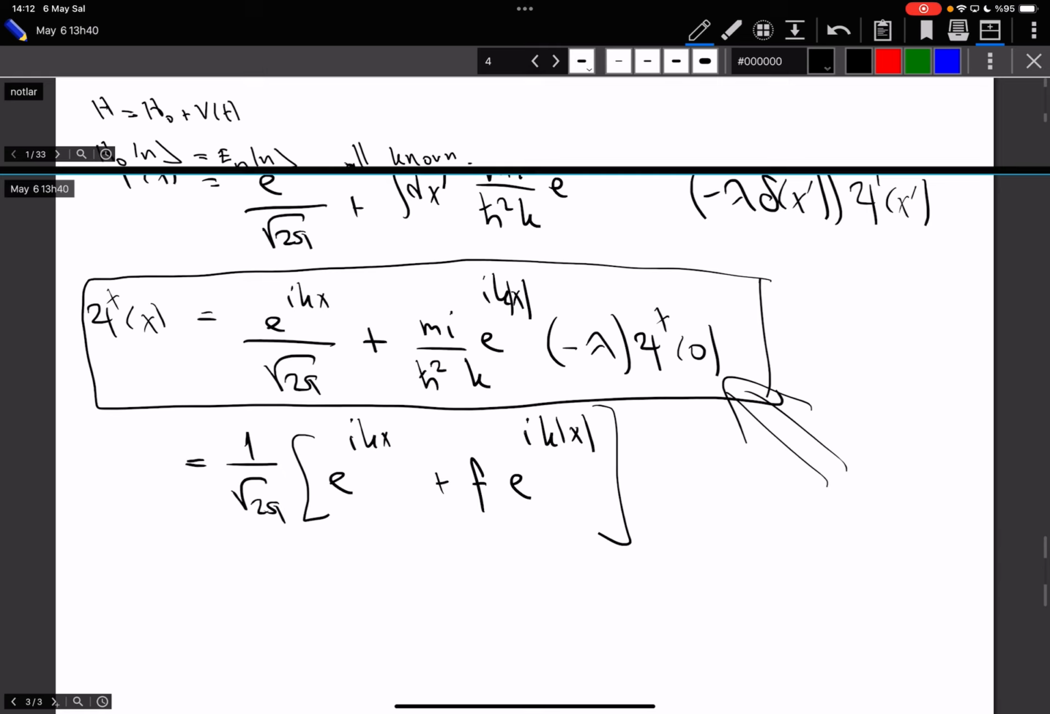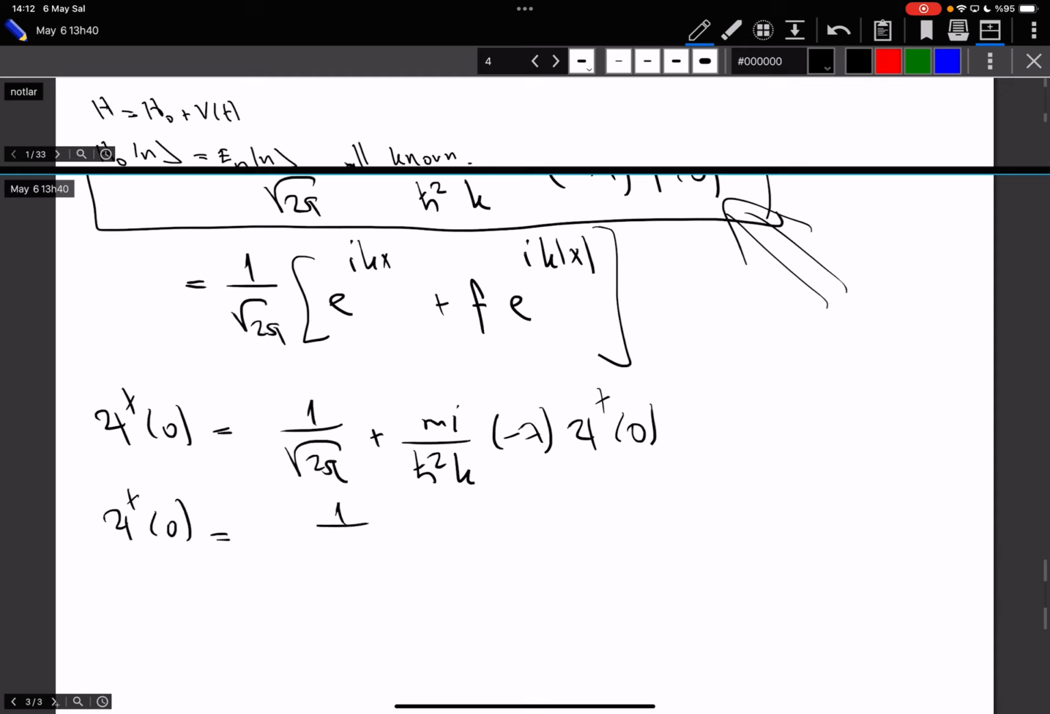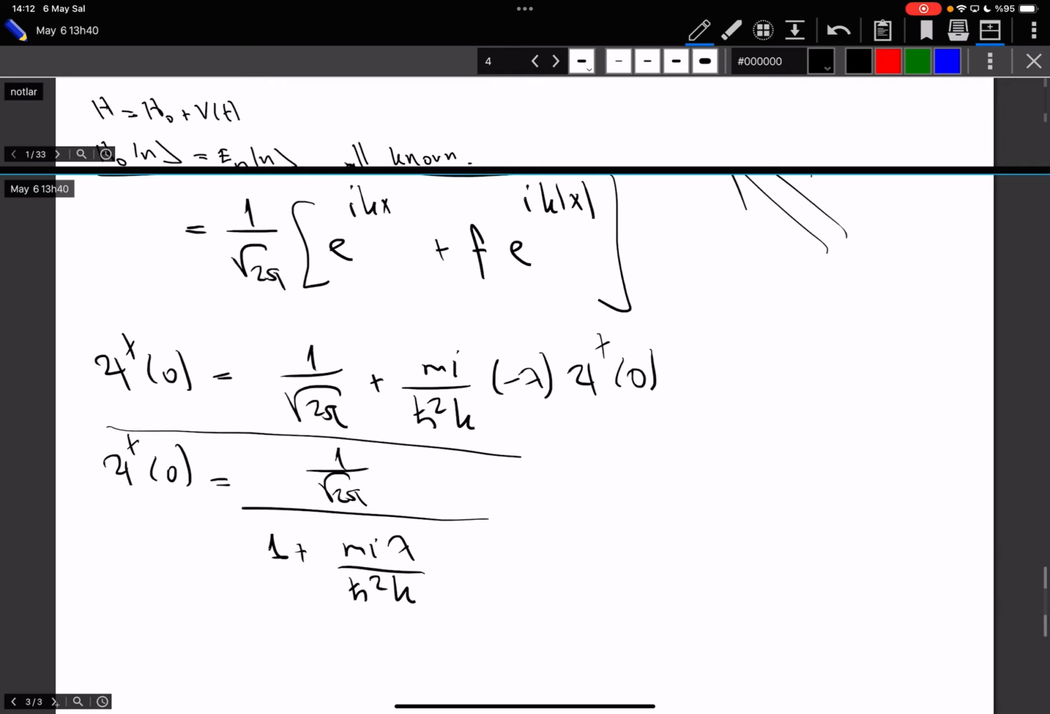Just set x equal to 0 on both the left and the right hand side. That equation tells me psi plus of 0 should be equal to 1 over square root of 2 pi plus m i over h bar squared k times minus lambda psi plus of 0. So psi plus of 0 is actually 1 over square root of 2 pi divided by 1 plus m i lambda over h bar squared k. This is my psi plus of 0.